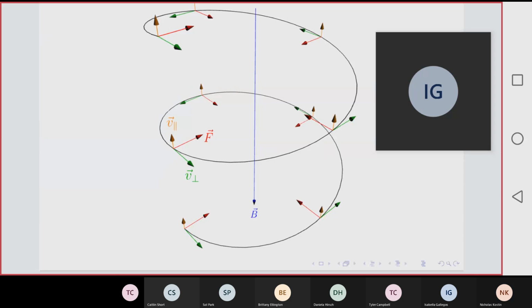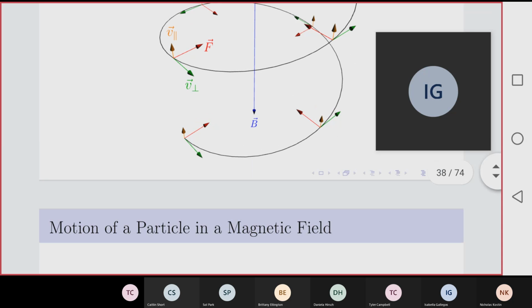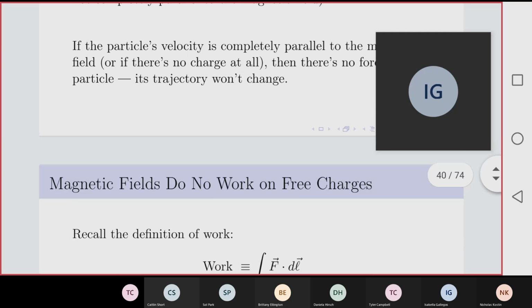Because, again, the governing equation is F equals qv cross B. So if it's a parallel component to the velocity, that won't interact with the cross product, and hence that component of the velocity never changes. Awesome.